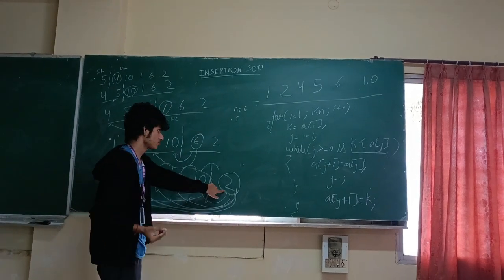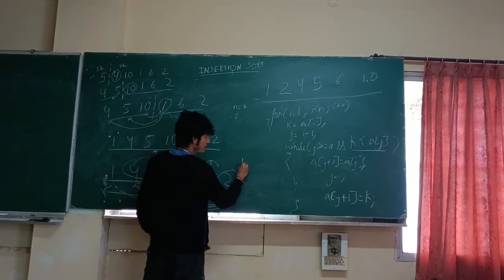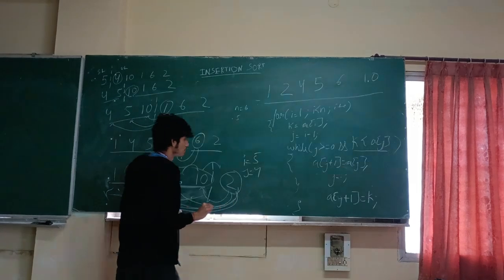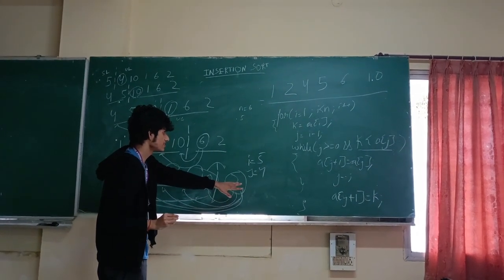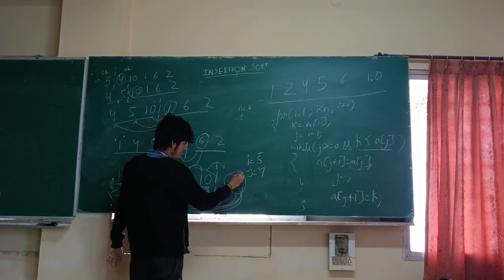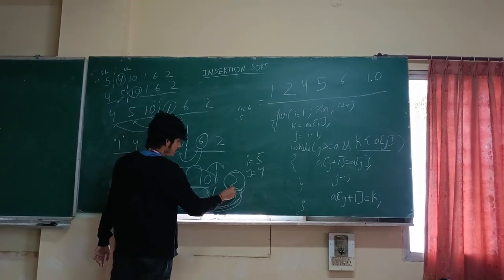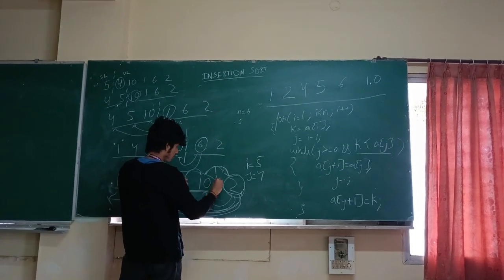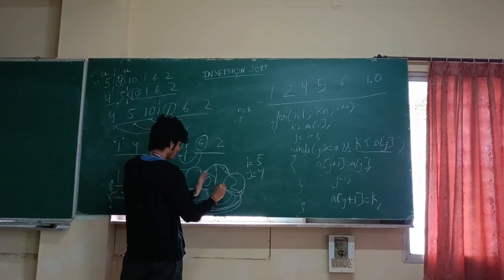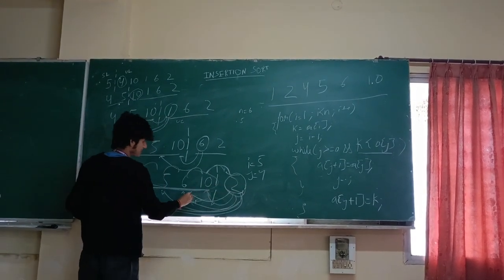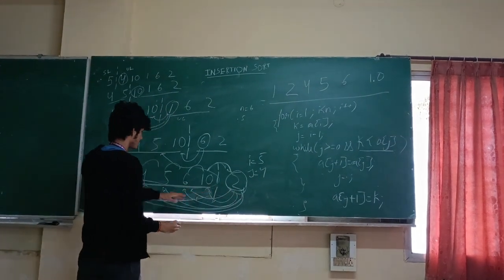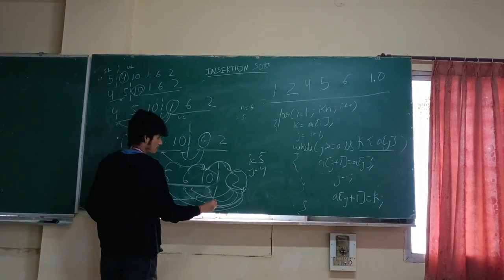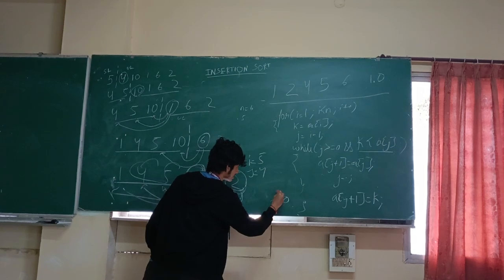For example, like this, 2 is the ith value, this is index 5, so j should be 4. So while j is greater than 0 and key value is less than A of j: 2 is less than 10, yes, so we are moving 10 to this side by one position and putting 2 there. Then 2 is compared with 6. Is the key value less than 6? Yes. We are moving 6 this side by one position. So 10, then 6 has come.